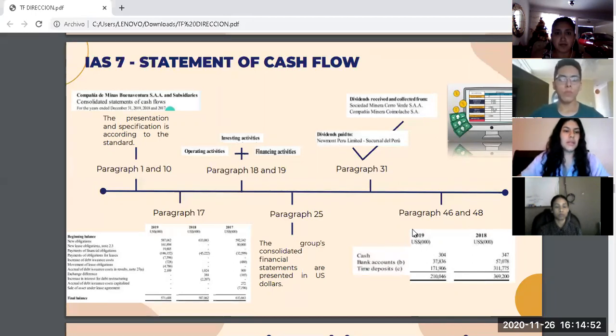The group's consolidated financial statements are presented in US dollars. So in this way, the company is applying paragraph 25 of IAS 7. It's important to mention that the company made collections and payment of dividends, applying paragraph 31 of IAS 7. Finally, the company complies with paragraphs 46 and 48 by detailing how the cash is composed, as well as providing a management comment regarding the cash available at the end of the period.